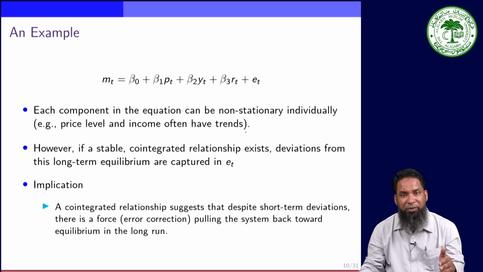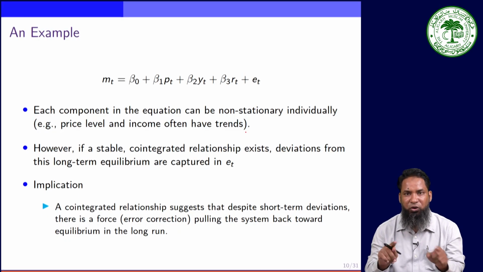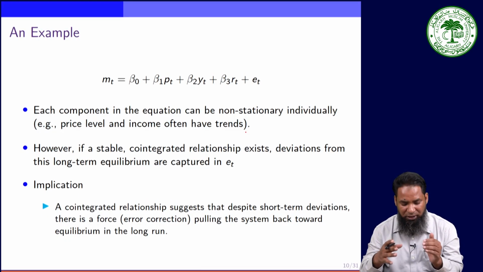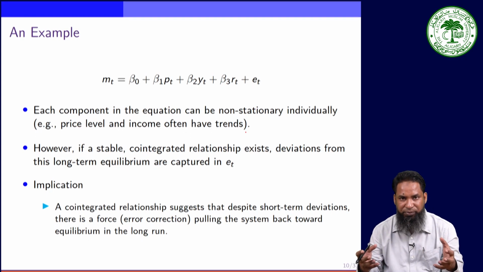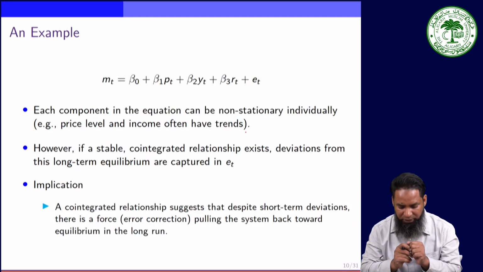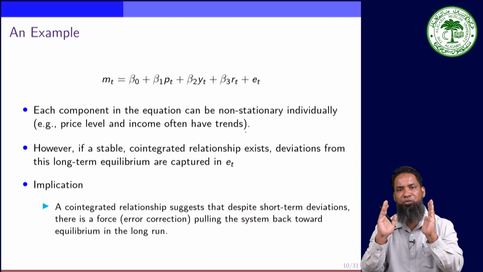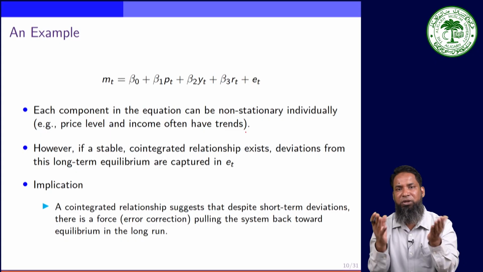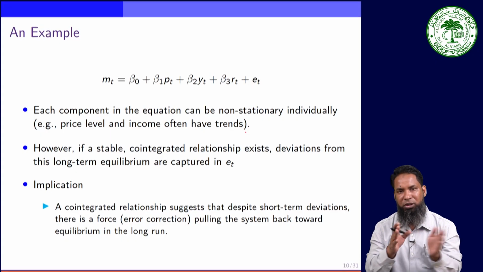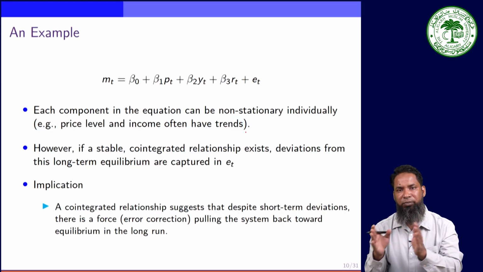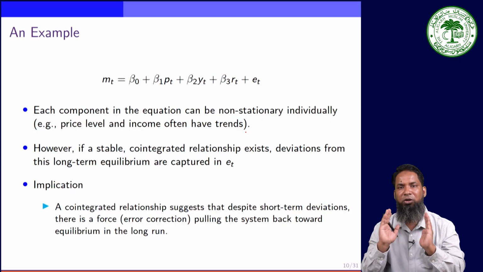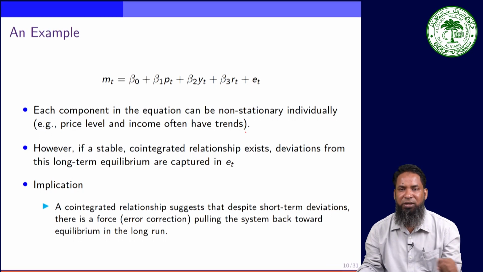What are the implications we have? A cointegrated relation suggests that despite the short-term fluctuations or deviations, there is a force which is pulling all those deviations and bringing them back to the long-term relationship. We can assume a flowing river. Both sides of the river may fluctuate in the short term, but in the long term, if we take a long view, we can assume the width of the river is the same. So that's what we mean by cointegration. In the short term, the series may move to this side or that, but in the long term, they come back to the average relationship.